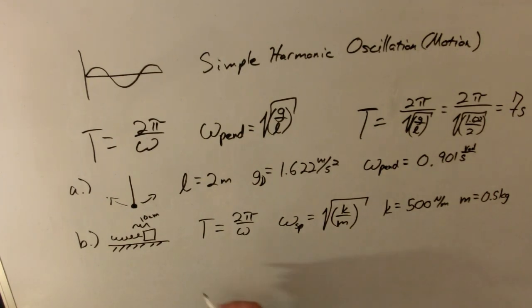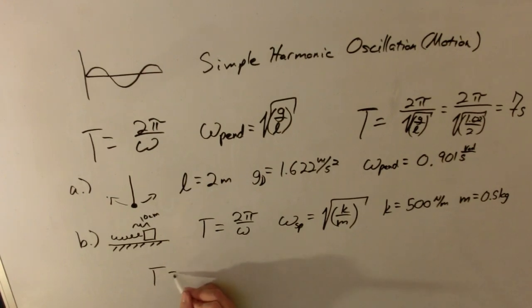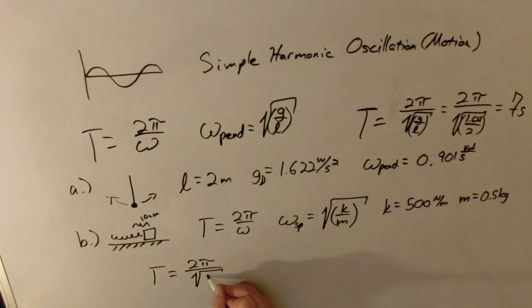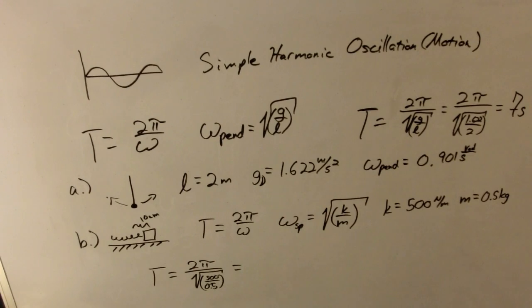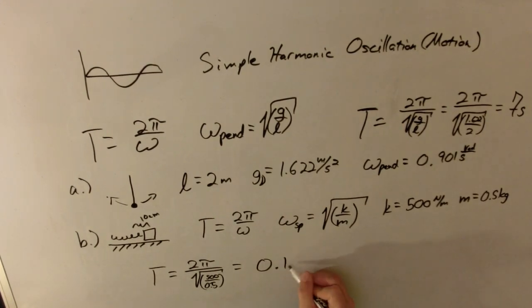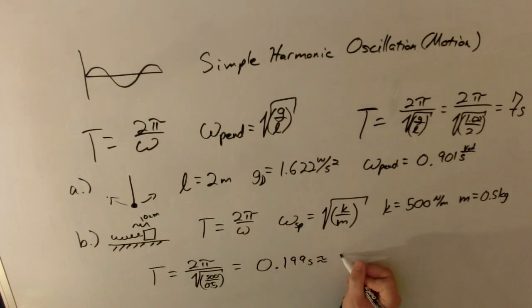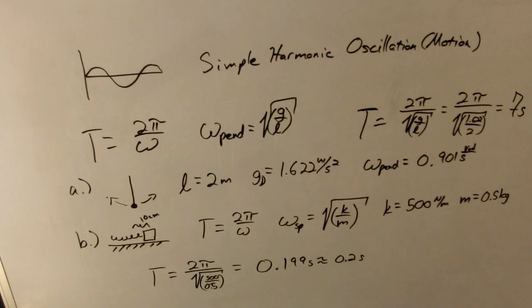Well, if I plug these in, I'll have my period equals 2 pi divided by the square root of k over m, which is going to be 500 divided by 0.5. And when I evaluate this, I should come up with 0.199 seconds. In other words, about 0.2 seconds. Now that's happening pretty quickly.